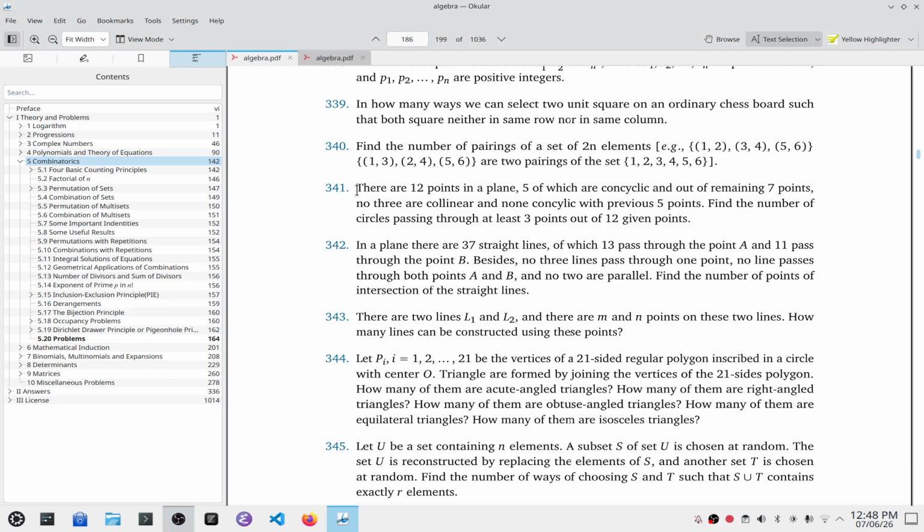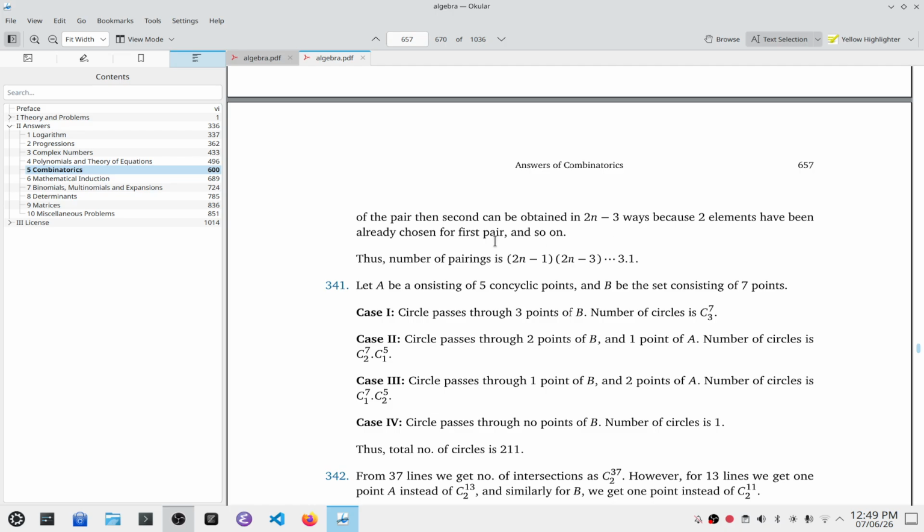Question 341 says that there are 12 points in a plane, 5 of which are concyclic, and out of the remaining 7 points, no 3 are collinear and none are concyclic with the 5 previous points. Find the number of circles passing through at least 3 points out of the 12 given points.